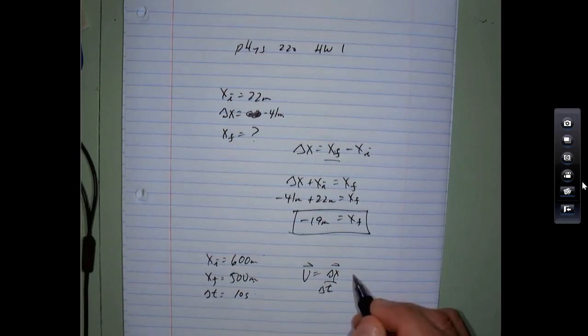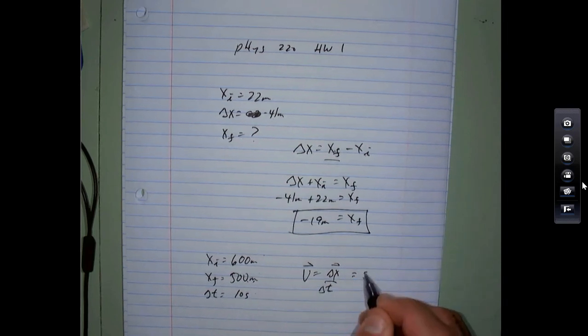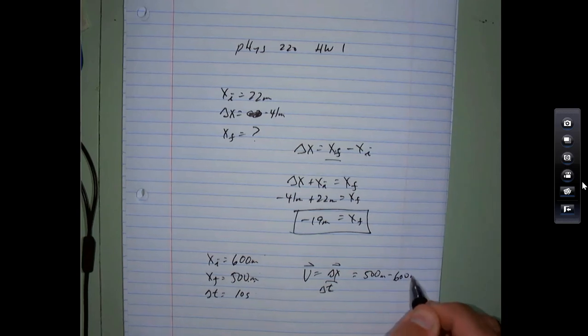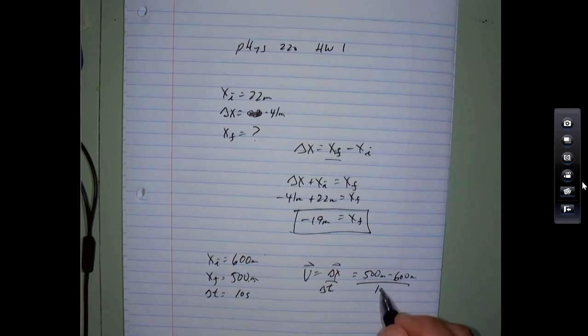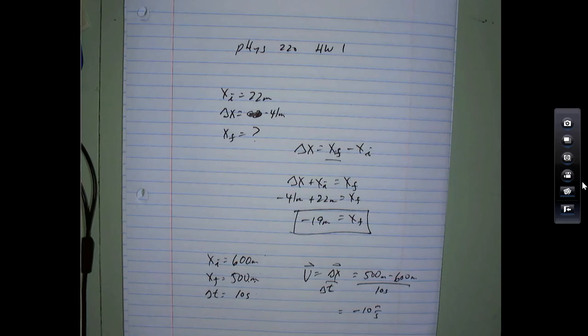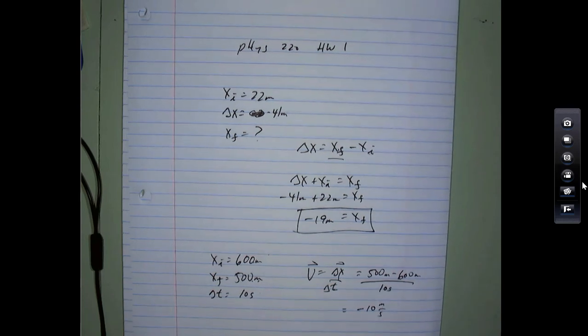Okay, so the displacement is where you end up, 500, minus where you began, 600. So you can see that that's going to come out to be negative over 10 seconds. So minus 100 divided by 10, or minus 10 meters per second. Now the negative sign means you are moving to the left, and that's exactly what was happening in the motion diagram. Okay, parts B and part C are really similar to that. Just make sure that you have the correct time increment there.